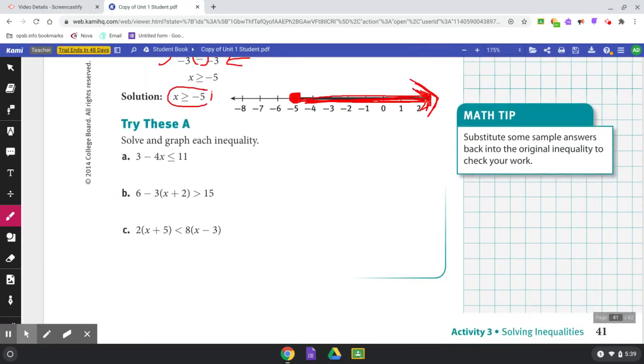Okay, try these A. Solve and graph each inequality. So try these A. I want you to pause the video and I want you to attempt A, B, and C before you come back on and get the answer.